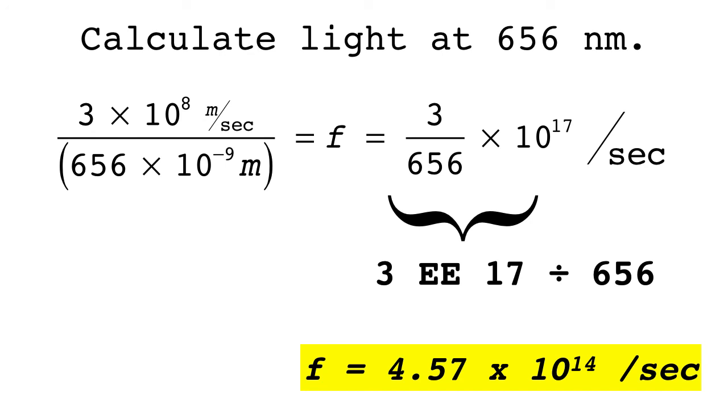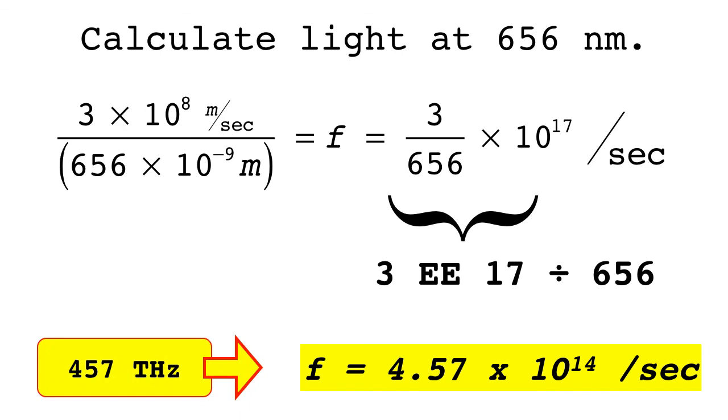All right. What's 4.57 times 10 to the 2? 4.57 times, what's 10 to the 2? 100. 4.57 times 100? 457. So this answer, in terahertz, is 457.